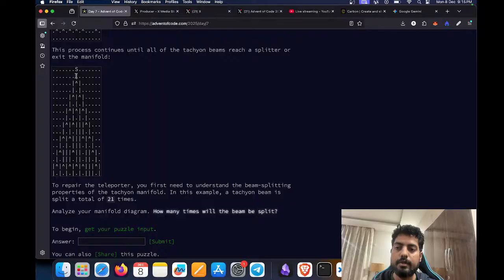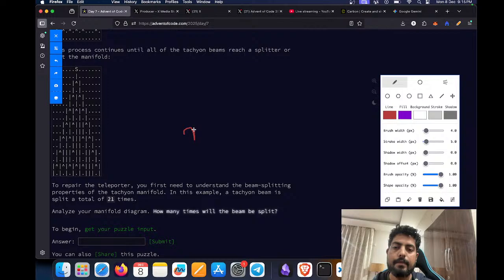Basically, we just need to traverse this matrix and maybe have a map and mark the splitters that are being touched here. And if it is not touched, then we can simply say that okay, we are not touching them. So if n is the total number of splitters and we are not touching x of them, so n minus x is the answer. Or we can simply say that if we are touching x number of splitters, that is the answer.